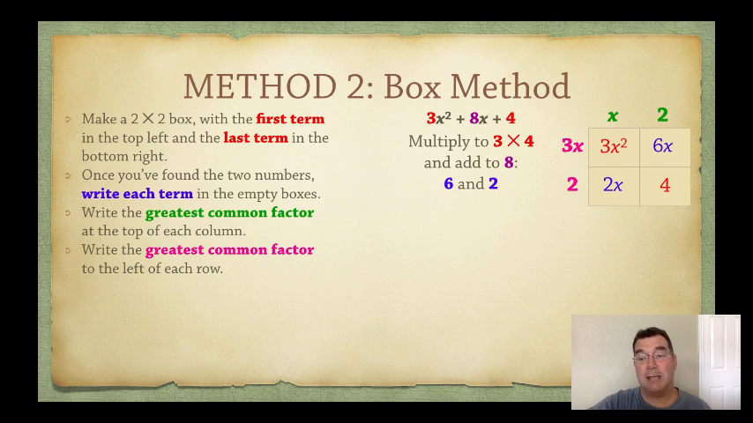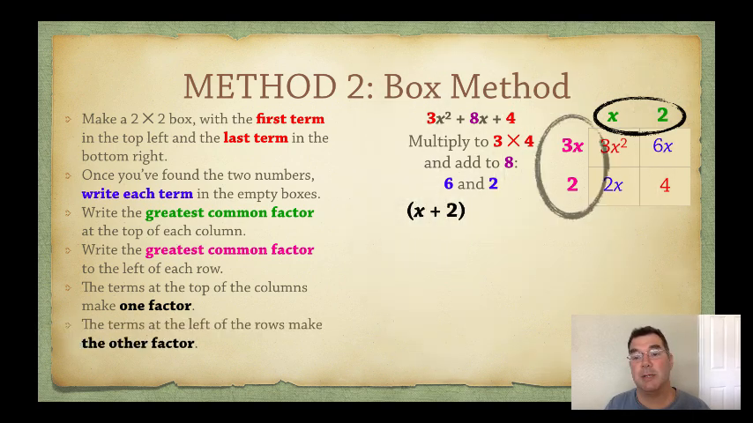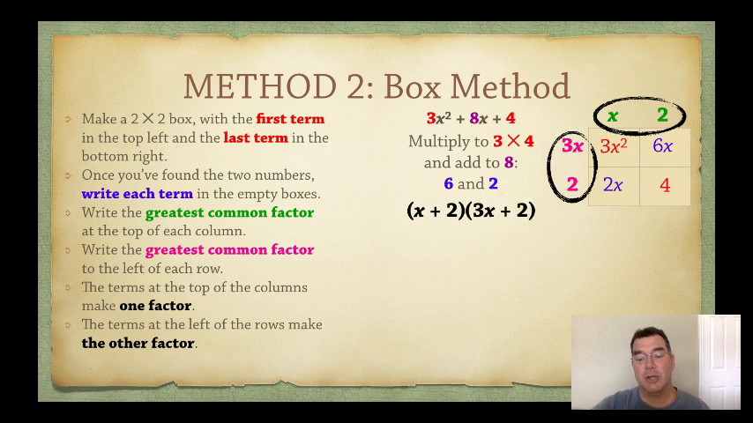And if I look at the top of each column and the left side of each row, there's my factorization right there. x plus 2 from the top of the columns, and 3x plus 2 from the left side of each row.